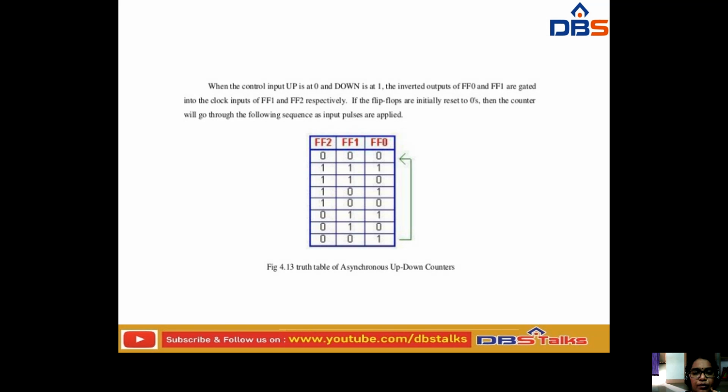So if the control input up is 0 and down is 1, then the counter will count down, with the gated clock inputs of FF1 and FF2. The flip flops FF0, FF1 and FF2 are initially reset to 0, and the counter will then pass through the following sequence.